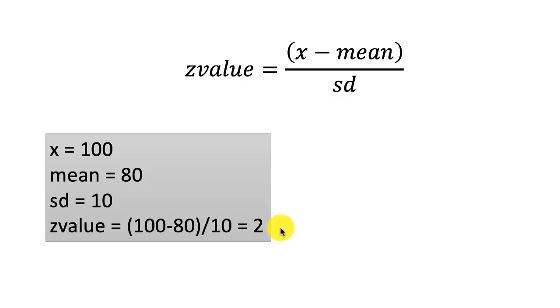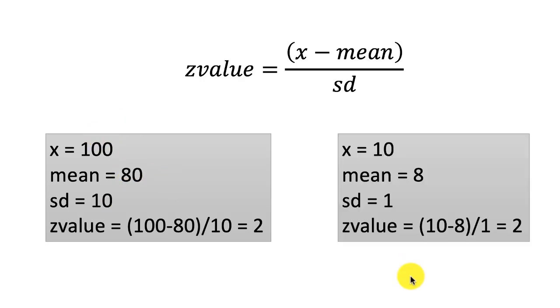So here is an example. Here you've got a value which is 100 and the mean is 80. If you calculate, the standard deviation is 10. So this value 100 is 2 standard deviations above the mean, because the standard deviation is 10, and 80 to 100 is 2 standard deviations. On the other hand, you have another attribute which is measured on much smaller scales. So x is 10, mean is 8, and the standard deviation is 1. So this is absolutely much smaller than this, magnitude-wise.